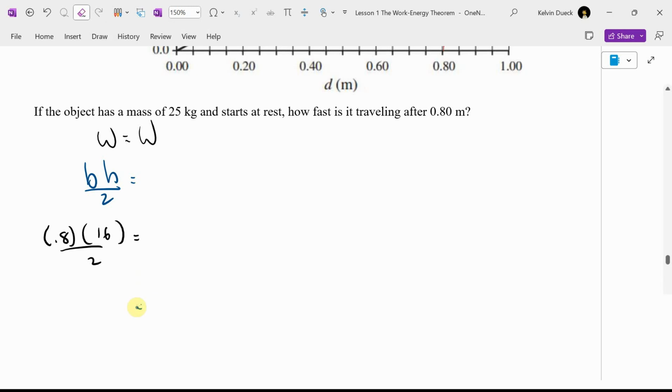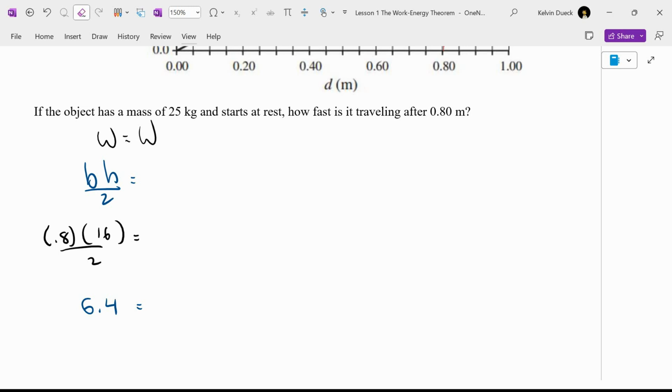Is it 6.4, I think? 16 times 4 will be 64, so 0.4 times 16. 6.4? That's how many joules of work. Okay. On the right-hand side, we're also going to write work. What were they asking us to find?